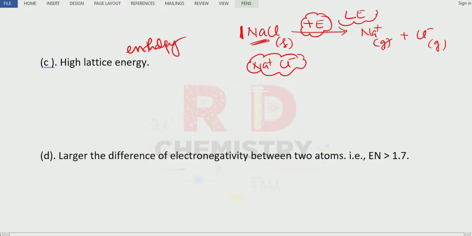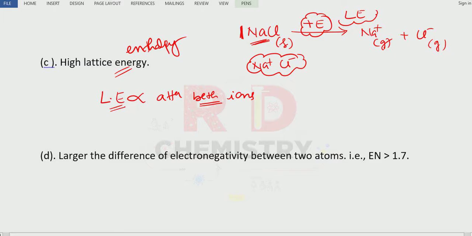Now, when the attraction between sodium and chloride is very high, when there is a larger attraction, they can form a stronger bond. Therefore, lattice energy also increases. So what is the lattice energy? Lattice energy actually is a measure of attraction between the ions, cation and anion. As the attraction between cation and anion increases, lattice energy also increases, and the strength of the ionic bond also increases.